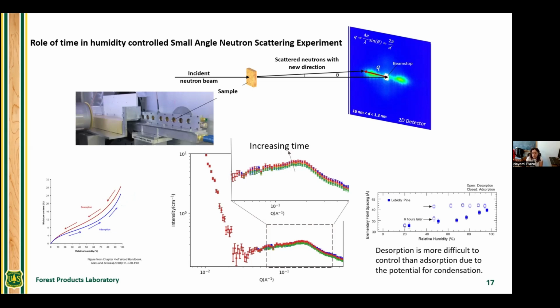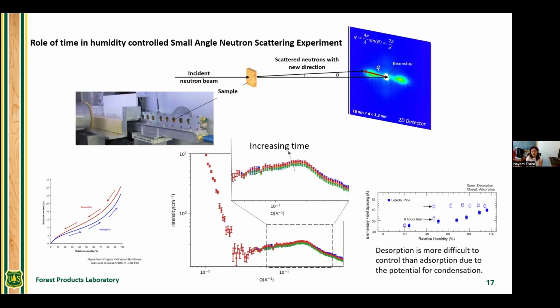Part of the reason was that there could be potential for condensation if we went too high in the humidity, and up to 95% is what we found was less likely to have any condensation issues. So for future studies, we typically just concentrate on having adsorption studies.